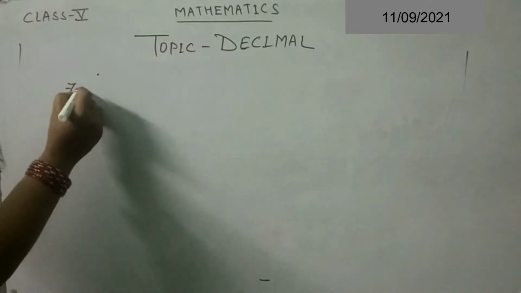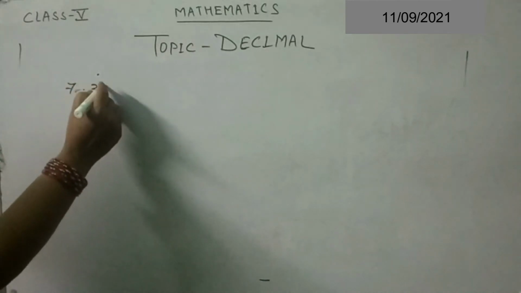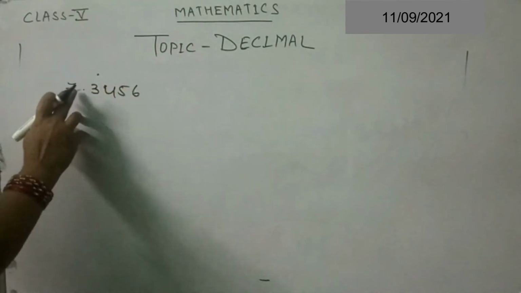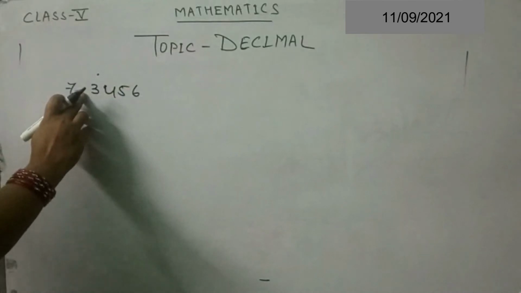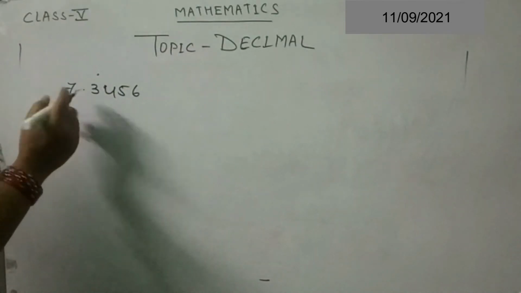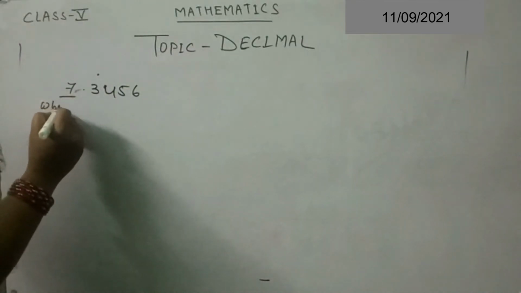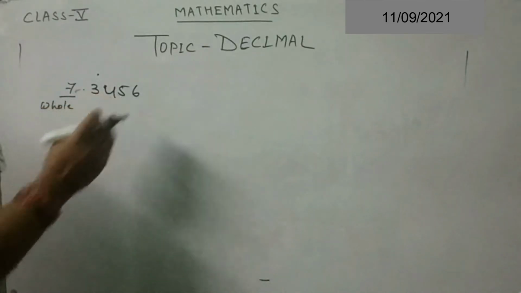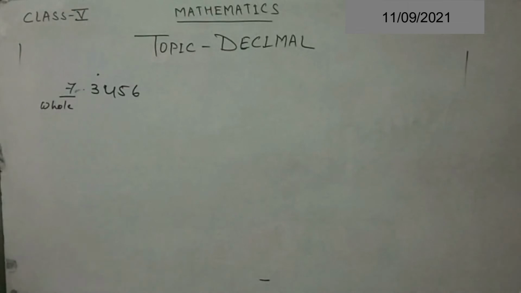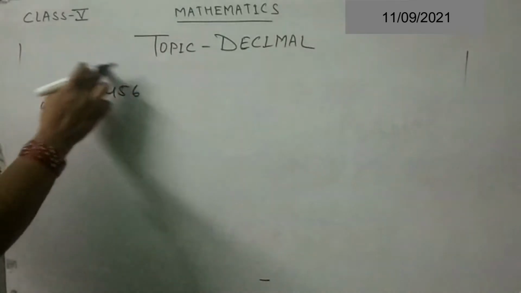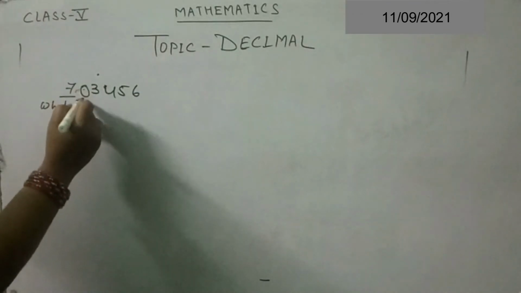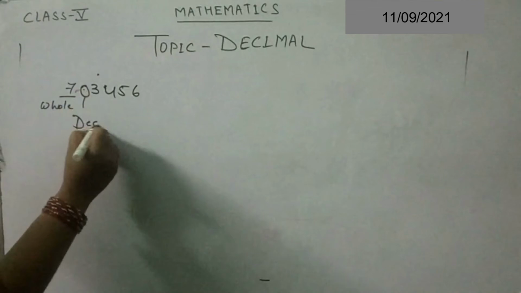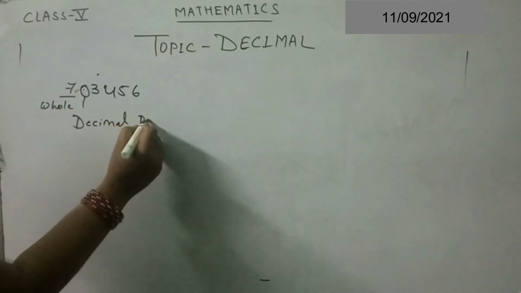Suppose 7.3456. Here we use a decimal point. Before the point, this number is the whole number, and this one after the point is the fractional part of the number. So the dot in decimal numbers is called a decimal point. In this number, this dot is called the decimal point.